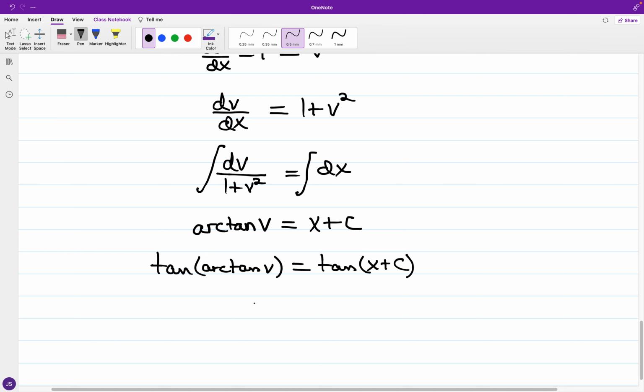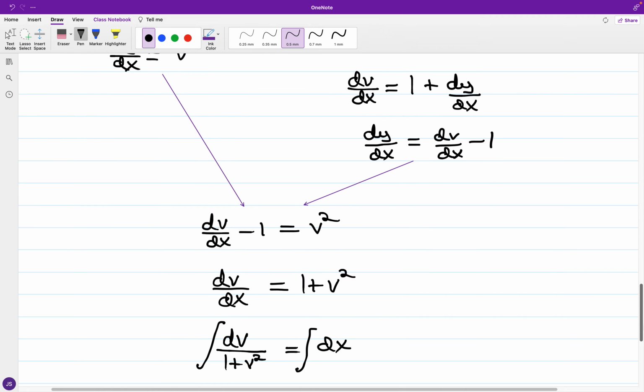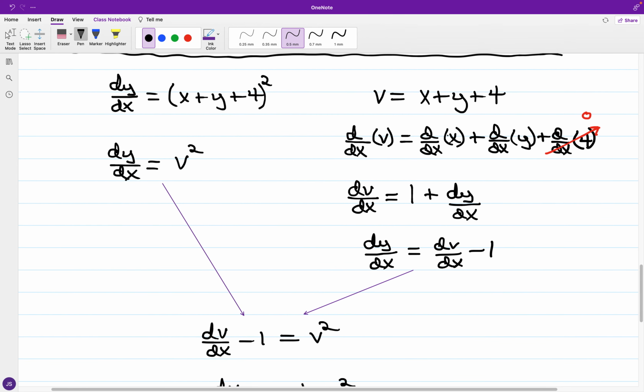So the tangent of the arctangent of v, that will go to v, and that is equal to the tangent of x plus c. Now remember, going back to what we have with x and y, we had v equal to x plus y plus 4.